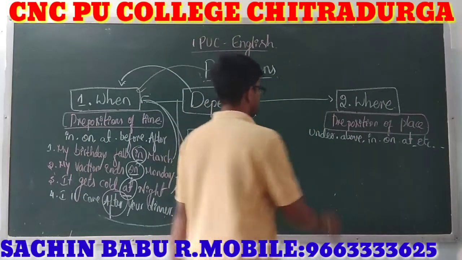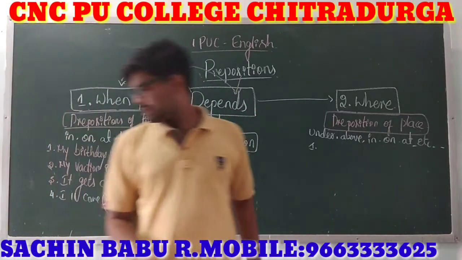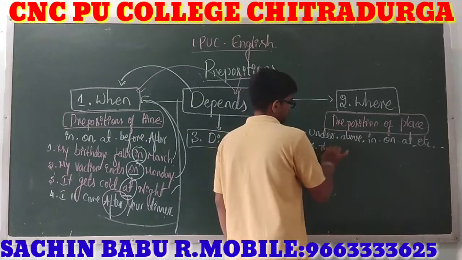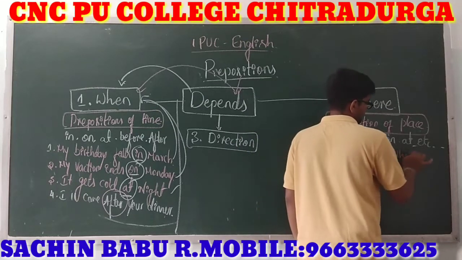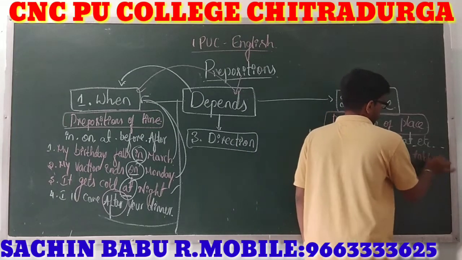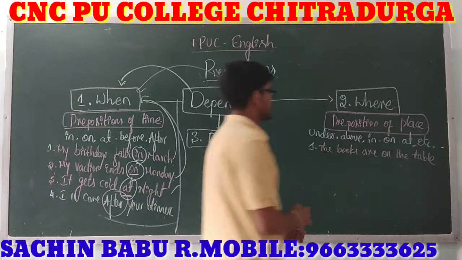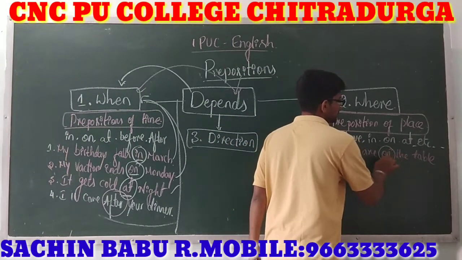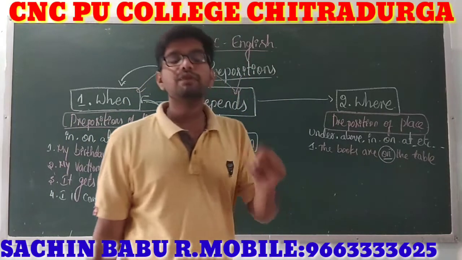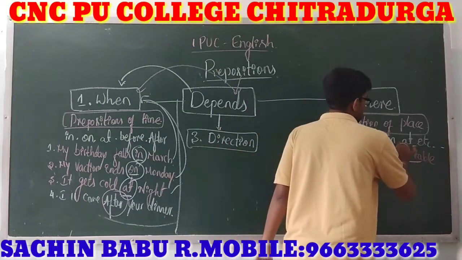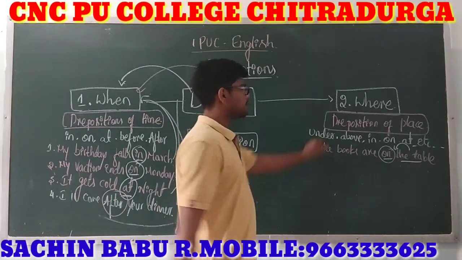Now I have taken up the examples. First example: the books are on the table. Now look here, the books are on the table. Here, on is a preposition, which is placed before a noun. Before the noun we placed a preposition, so that is the preposition of place.